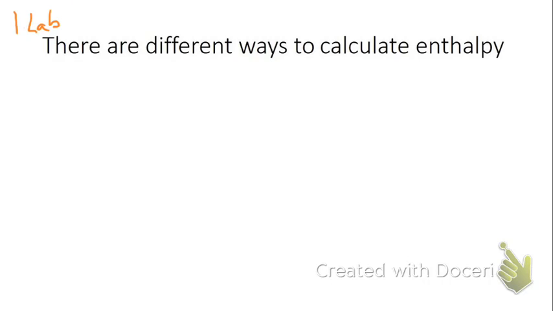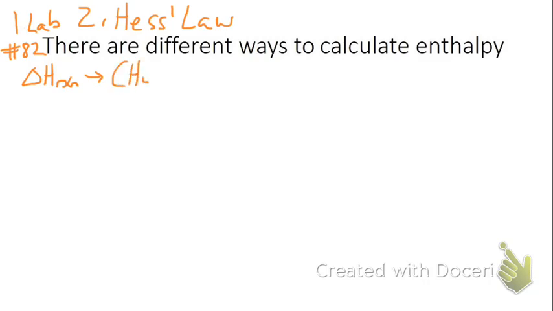Number two, we can use what's known as Hess's law. Hess's law states that if we want to find the enthalpy of a reaction, we're going to look at number 82 for an example. You can take known enthalpies of other reactions and combine them together to find the enthalpy of the reaction you're looking for. Let's look at an example, and I'll walk through what that means as we do this.